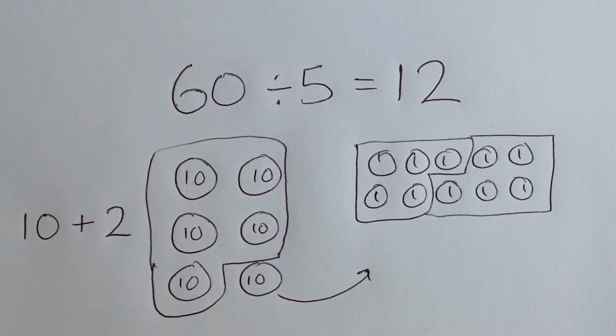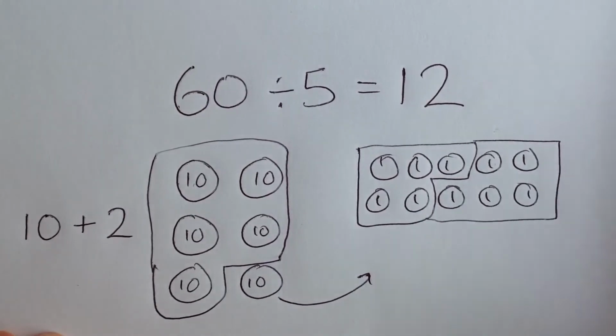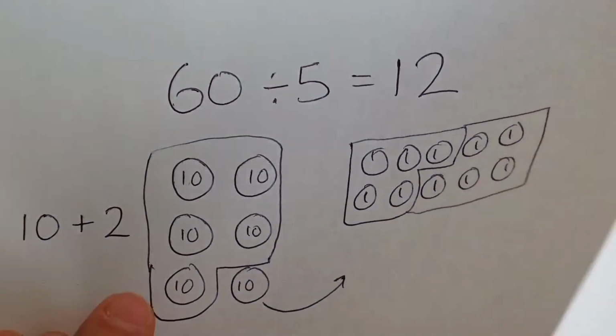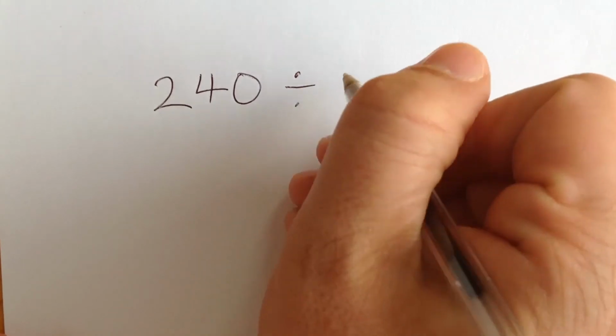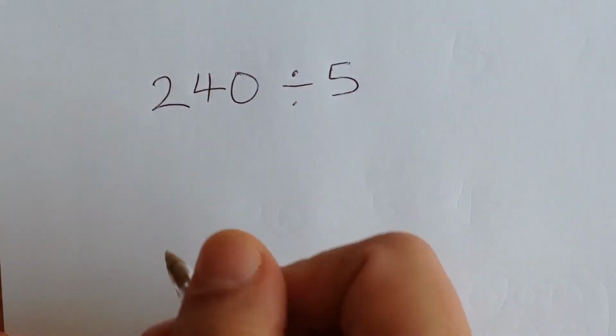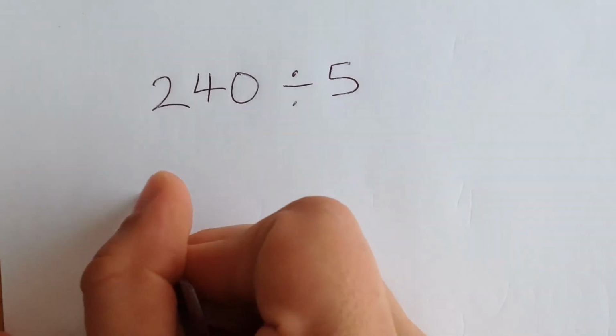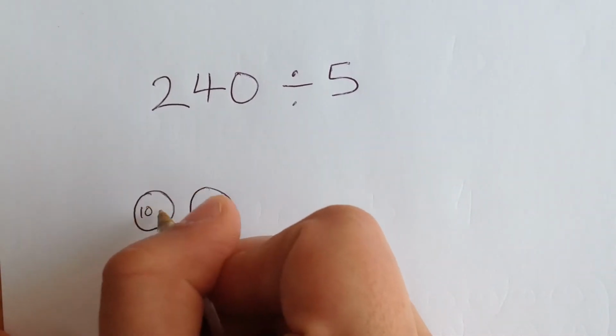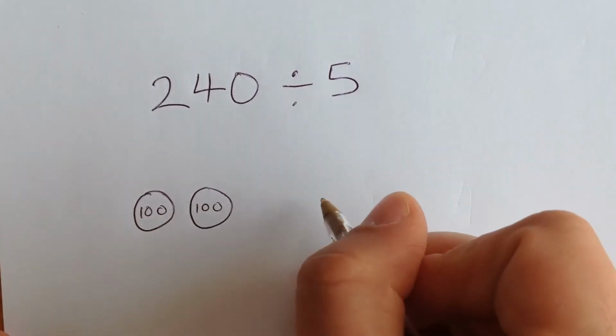Now what I'm going to do is show you this with a slightly bigger number. I'm going to show you this with 240 divided by 5 as well. I'm going to stick with divided by 5 actually. So I'm going to have 240 divided by 5. So, I have some hundreds this time. I've got 2 hundreds. And I've got 4 tens.